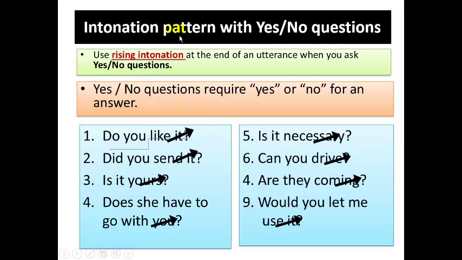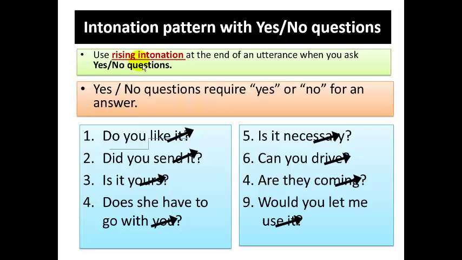Now we have intonation pattern with yes-no questions. Use rising intonation at the end of an utterance when you ask yes-no questions. Yes-no questions require yes or no for an answer. Here the pitch of the voice goes up or glides up at the end of the utterance. It rises on the vowel sound of the stressed syllable of the most important word and continues to rise.